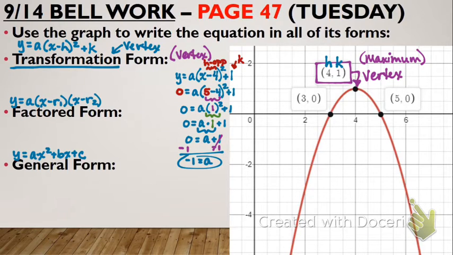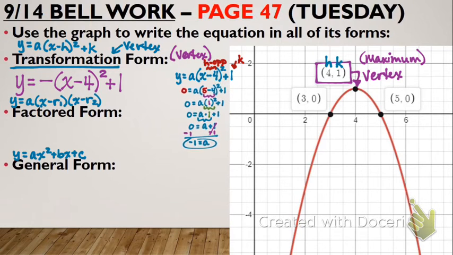Does that make sense with what I see? Yes. I knew it had to be negative. I didn't know a negative what. Turned out it was a negative 1. But that does make sense. So my transformation form, my vertex form, would be y equals negative 1, or you can just write that as a negative, and then x minus 4. What do I have to do to the parentheses? Square them. That's how I know it's quadratic. Plus 1. Plus 1, yes. Beautiful work.